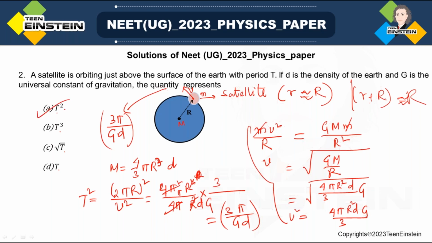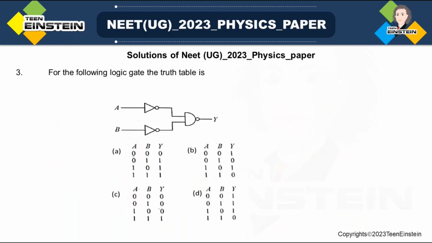So I have given you a brief idea and also solved it. If you feel like it is messy, you may just try by yourself. So this is the term 3 pi by gd, which represents the t square of the time period. Okay, now we'll go to the next question.